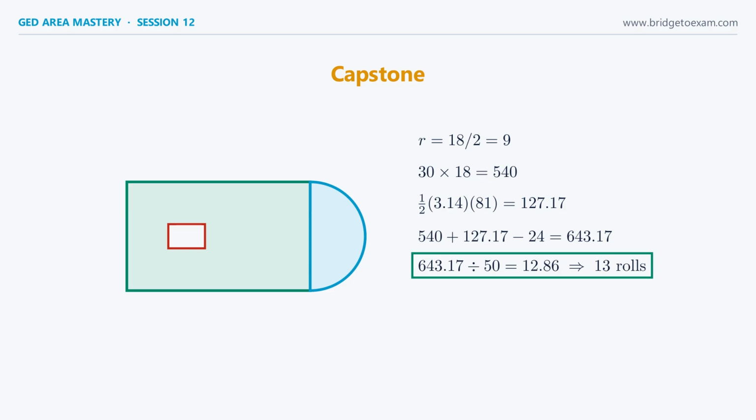Subtract the pad, 643.17 square feet. Divide by 50, 12.86. Round up, 13 rolls.